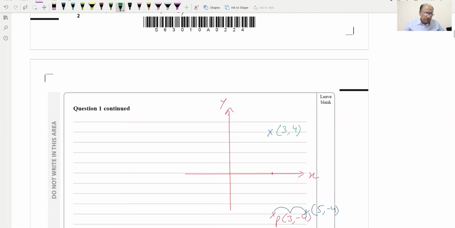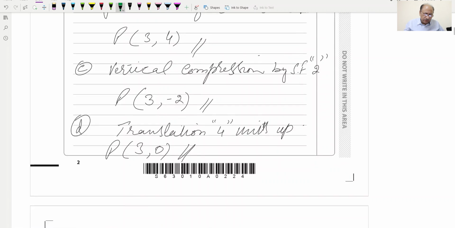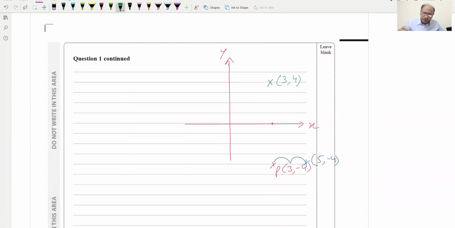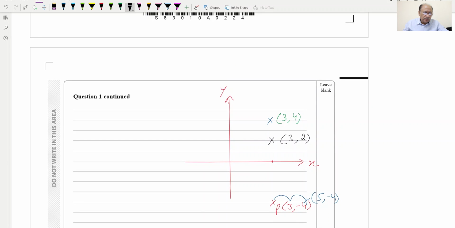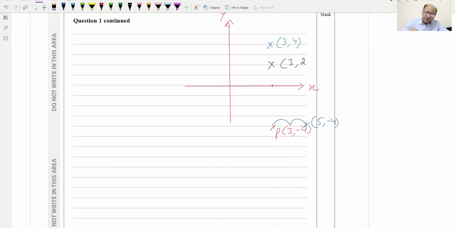Similarly, the next one is what? Next one is vertical compression by scale factor 2. So the compression will be up to 3 and 2. So we can indicate over here this will be 3 and 2. So similarly, this will be 3 and -2. Basically it should be vertical compression. We have to compress the original one, which is P, so it will be 3 and -2.